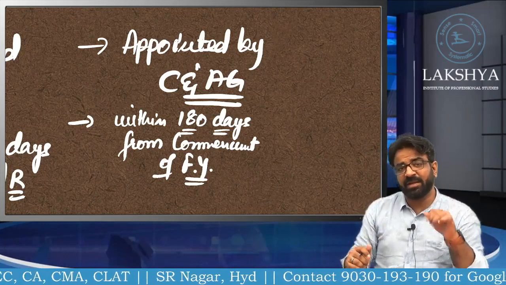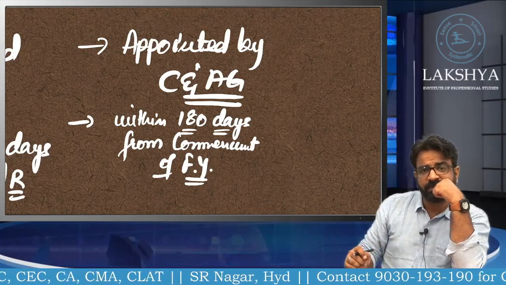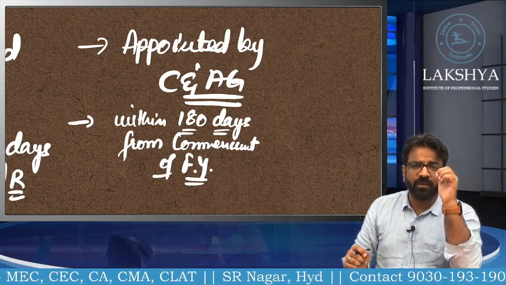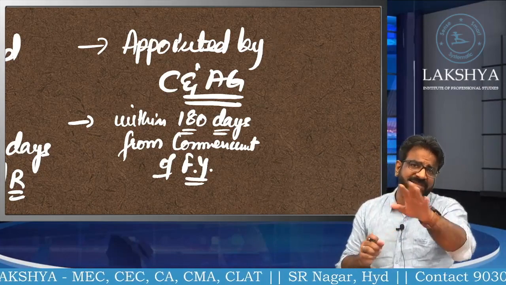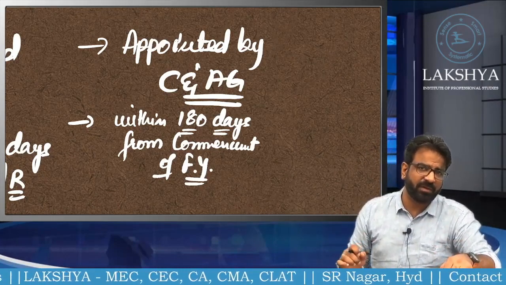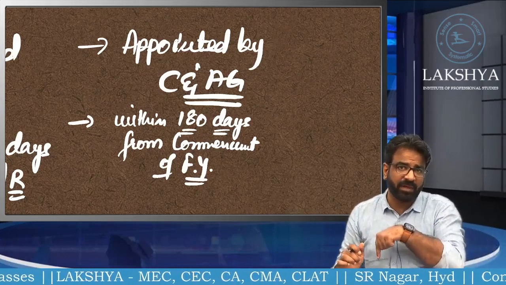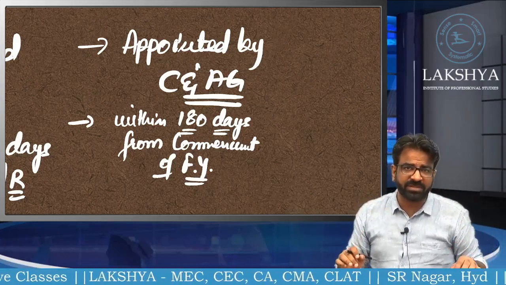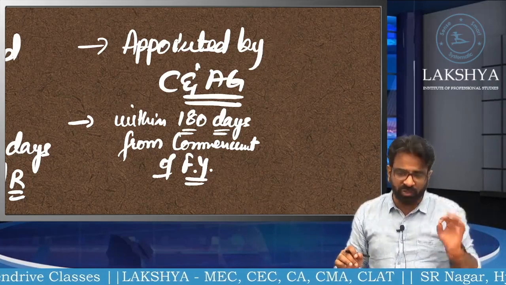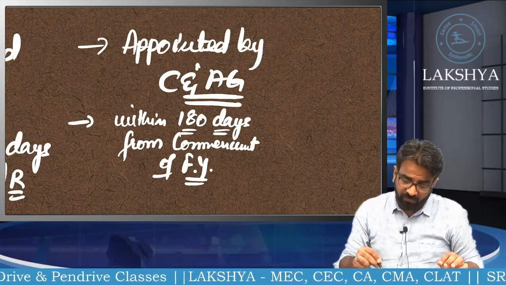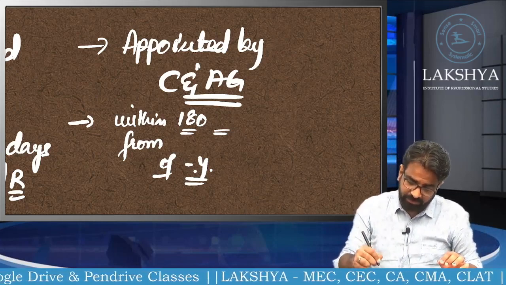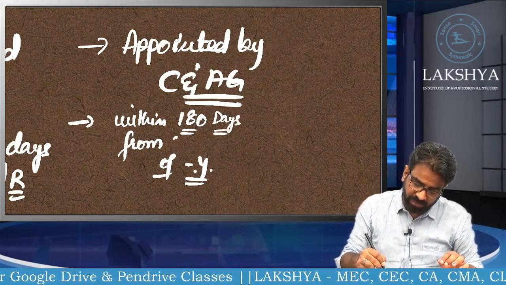So tell me, presently, which financial year is going on? 2021. Now, for the 2021 audit, whether the government company's C&AG has to appoint the auditor or not. C&AG has to appoint the statutory auditor or not. Now, when should he appoint? Within 180 days from the commencement.